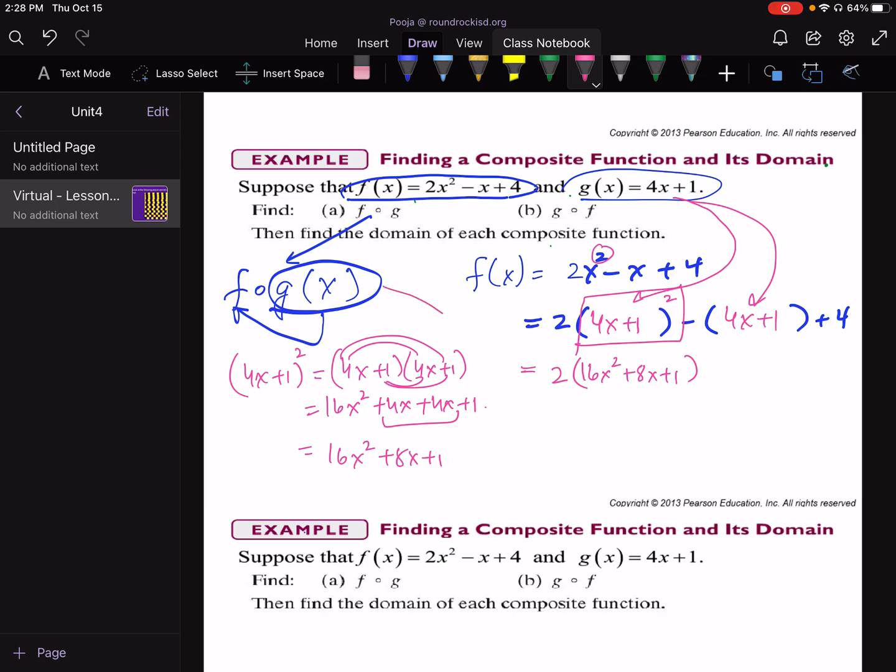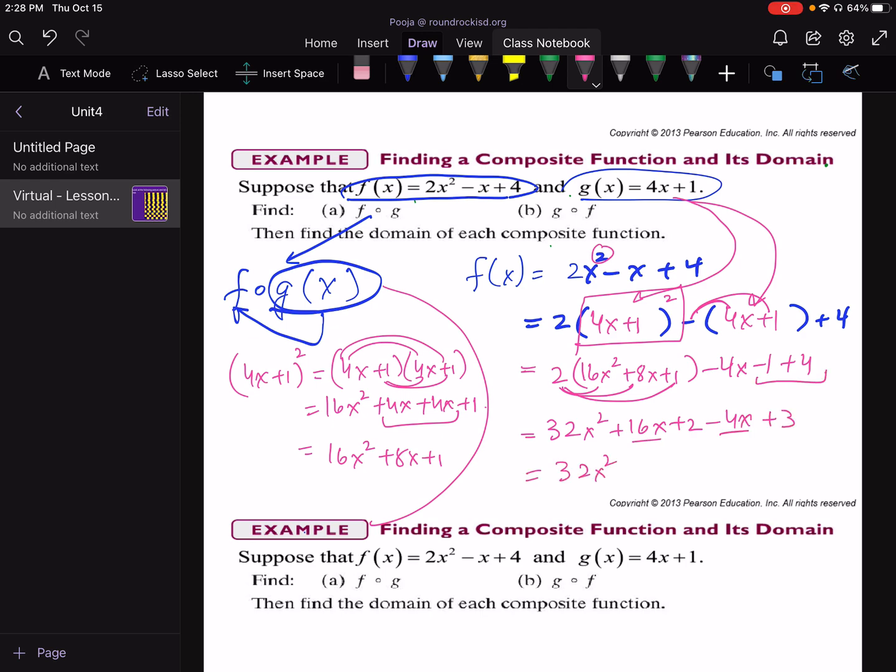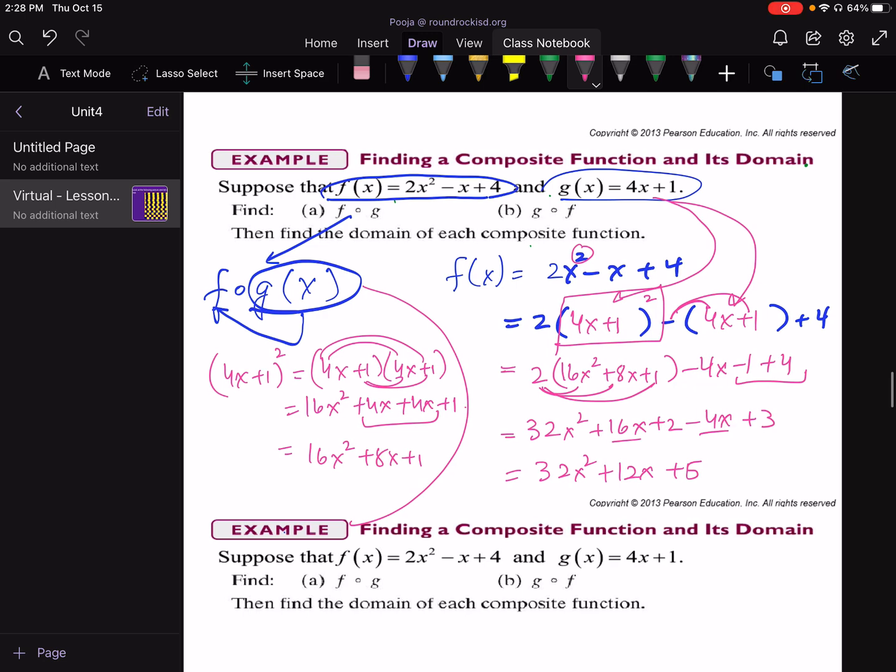Don't forget there was a 2 here, so all this boils down to, let me put this on the side, this was my side work, and the minus will be distributed. Now the 2 needs to be distributed with everything. Minus 4x, and then this is 3. Combine what you can. 16x minus 4x. And I have fused the two functions.